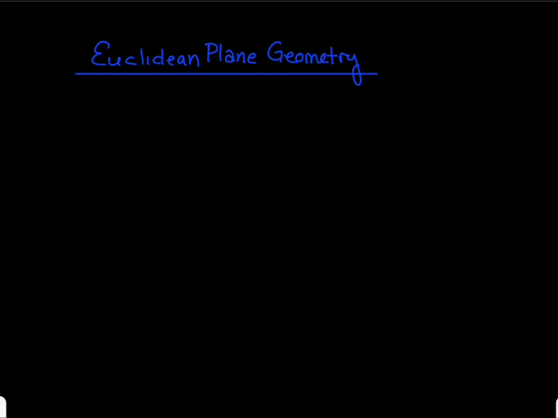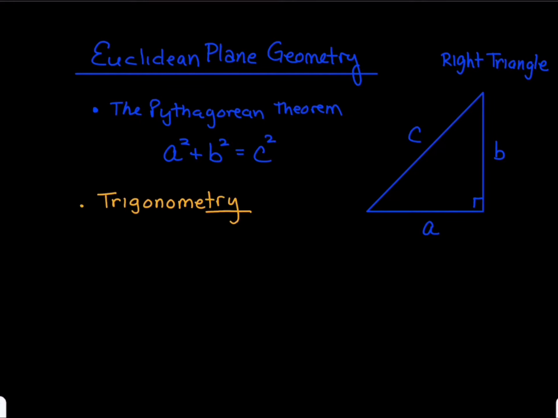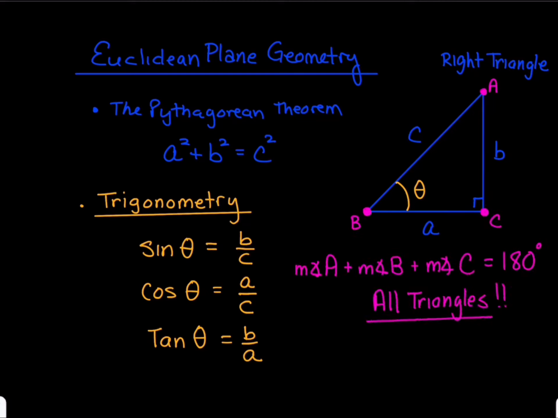In Euclidean plane geometry, we have the Pythagorean theorem that applies to right triangles: a squared plus b squared equals c squared. In right triangles, we also get trigonometry, the trigonometric ratios sine, cosine, and tangent. Also with triangles, we get that the sum of the interior angles is 180 degrees.